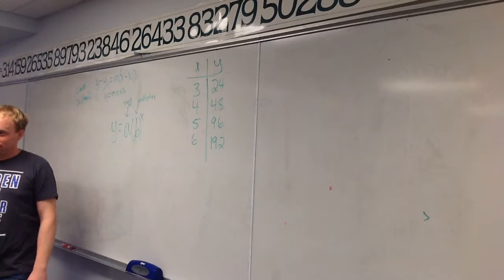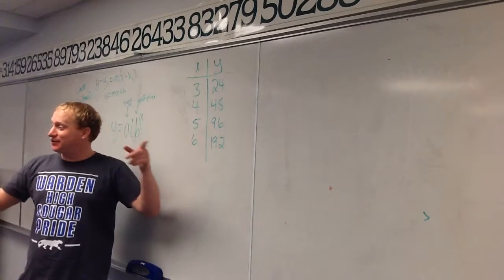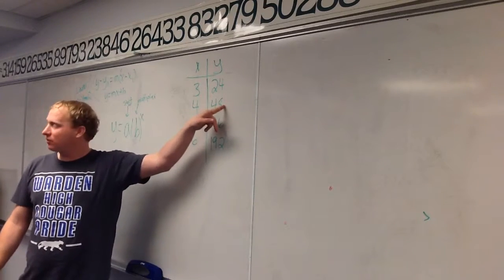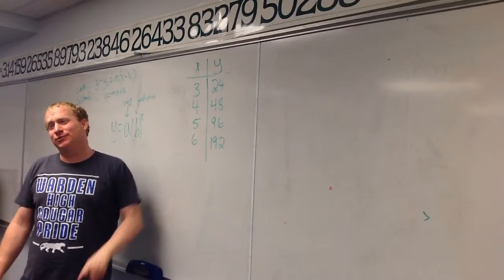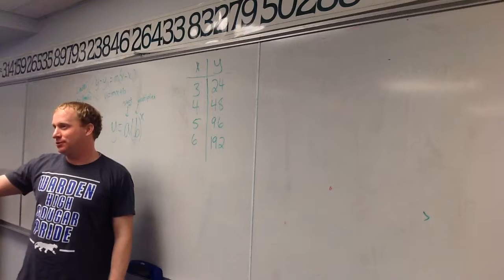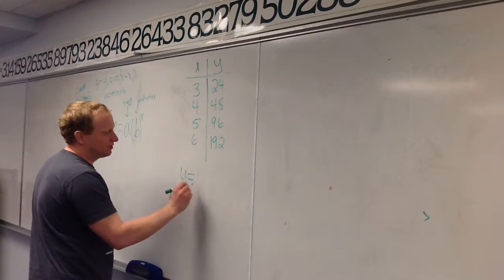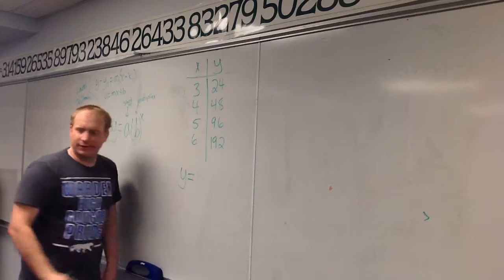Oh, it's adding 24? No, that's the initial thought. Adding 24? Yeah, it works. Adding 24? No, it doesn't work. So what must be happening? Multiplying. Multiply by 2. So if we're going to write the rule now, y equals, what's the initial value?